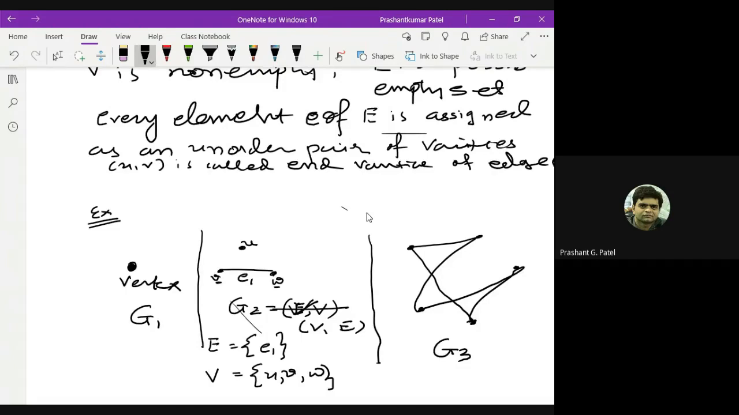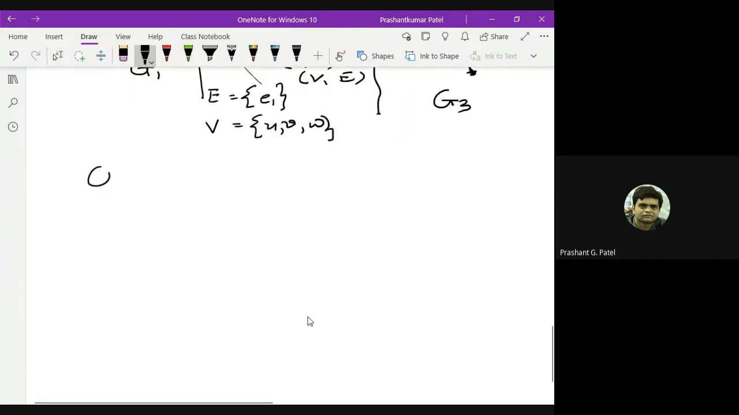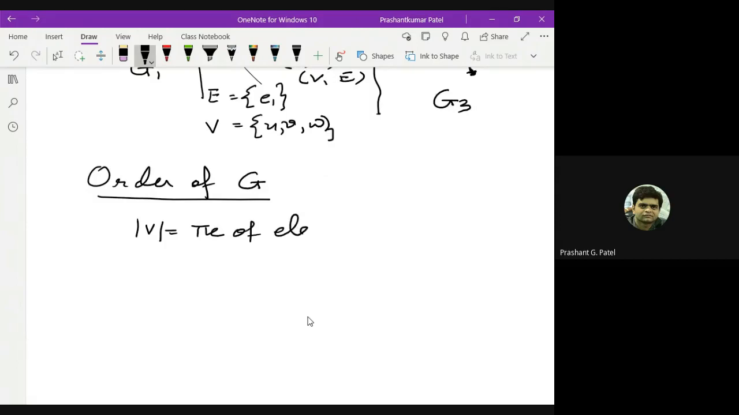Now when you have a graph, there are 2 things we should know: the order of the graph and the size of the graph. So the first one is the order of a graph G. The order of the graph G is nothing but, what is the notation? It is the number of elements in V. The number of elements in V is denoted by this.